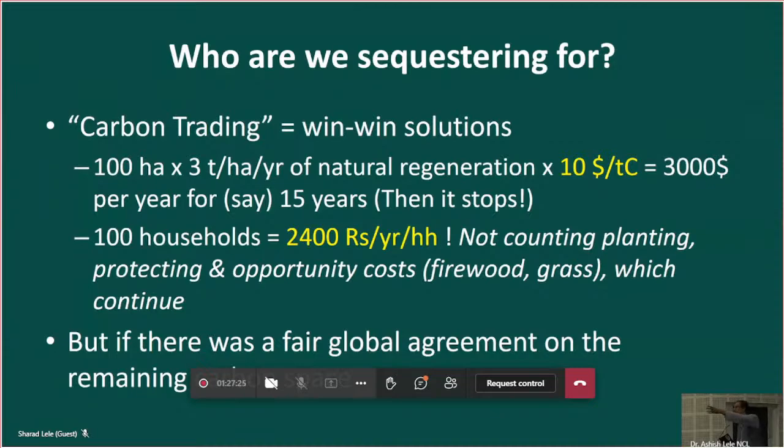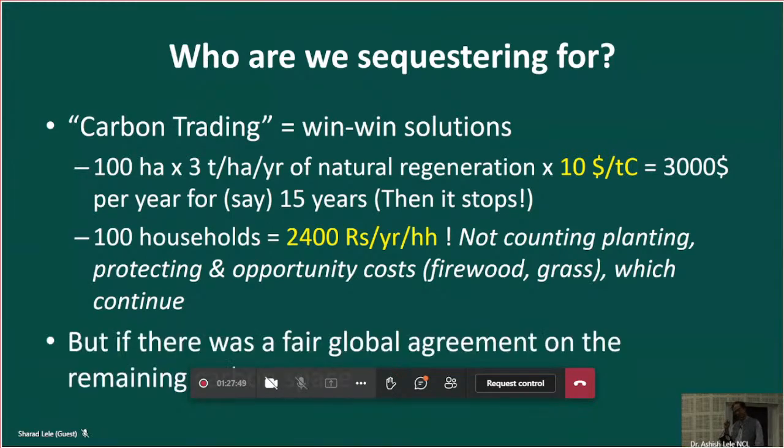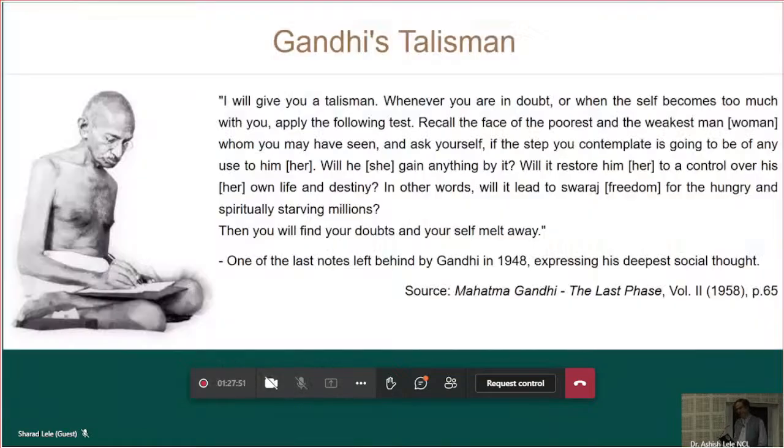And then they'll offer you some pittance, $5, $10 in the so-called voluntary market because somebody is flying to a conference in London and saying, I feel a little guilty for flying, so I'll buy some credits on the voluntary carbon market. So that's like $5 per ton or something like that, right? So I think we really need to ask this question, who are we sequestering for and on what terms? And therefore this idea that it's a win-win solution is simply not tenable.